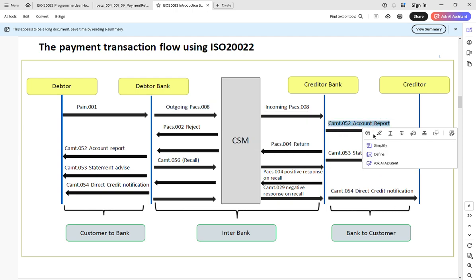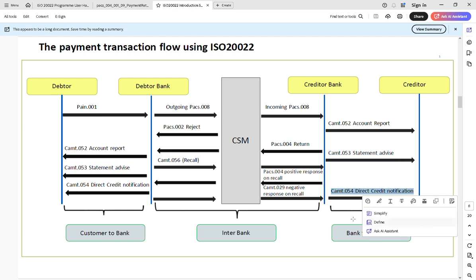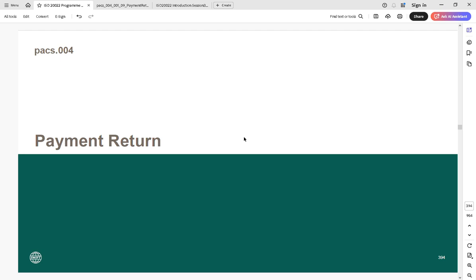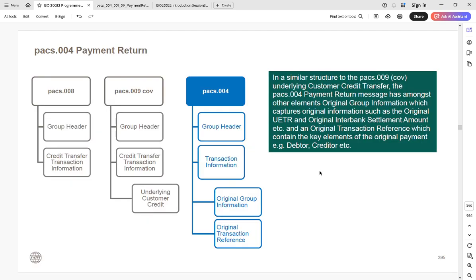After that, we are going to see the statement message and PACS.009 cover. We have a separate session for all of this. So let's now learn the payment return message. We have already discussed the PACS.008 message; it contains group header and credit transfer information. In case of PACS.009 cover, we will learn that one, with group header and credit transfer information, but also underlying customer credit. We have not learned that yet.